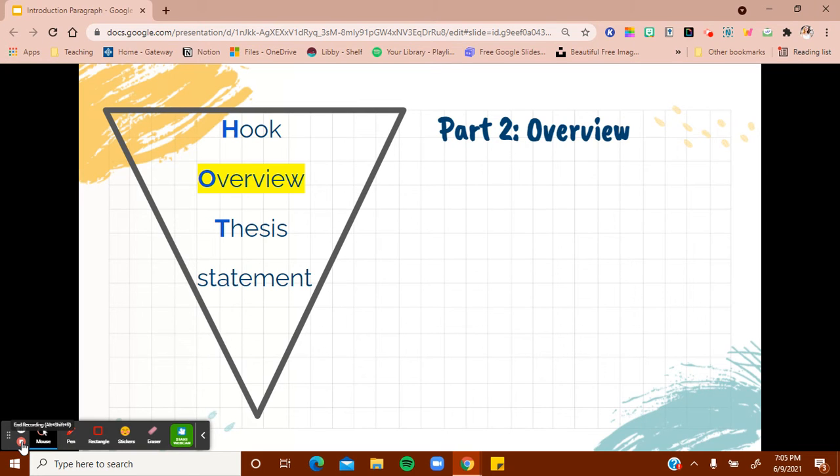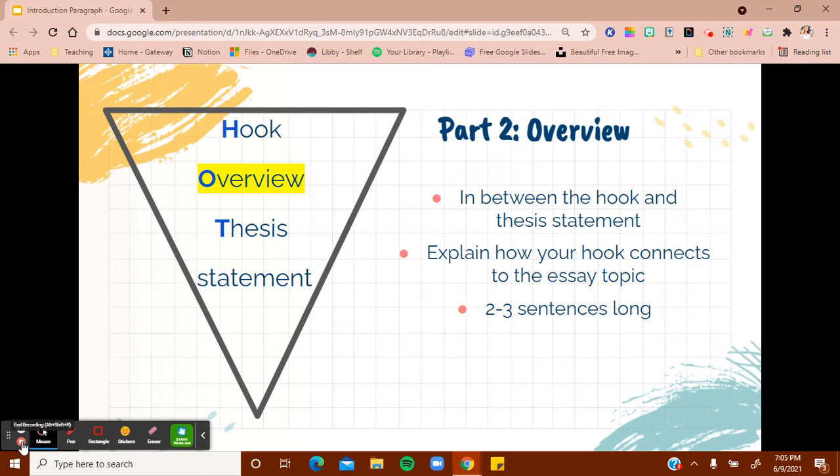Now let's look at the second part of the introduction. That is the overview. The overview is in between the hook and the thesis statement. You want to explain how your hook connects to the essay topic. And the overview should be 2 or 3 sentences long.